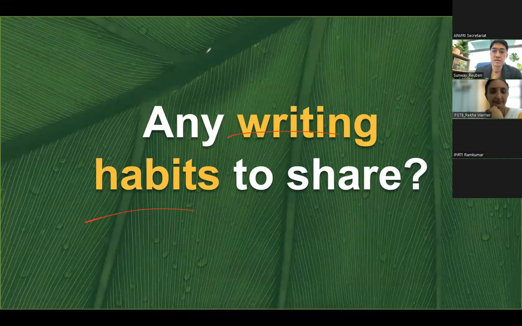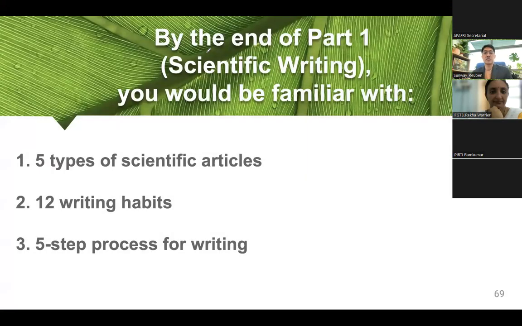Okay, so we're done with the 5 types of scientific articles, 12 writing habits, and now I'm going to share with you a 5-step process on how to write a paper. Again, this is just my experience. You might not have seen this out there, but it's an unconventional way of writing. We're all used to thinking of writing our introduction, our materials and methods in a sequence and logical order, our results, discussion.